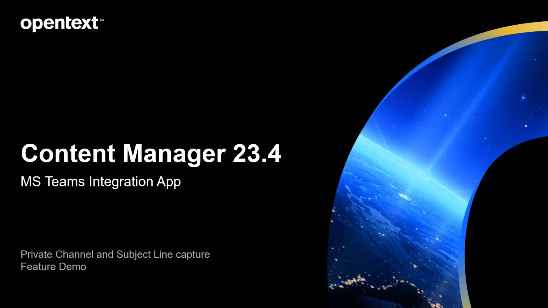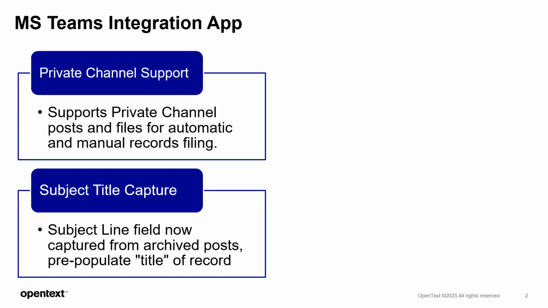With this new release of Content Manager 23.4, we have new features and enhancements for the Microsoft Teams integration app. In this short video, we will take a look at a set of features aimed at adding more value to your Microsoft Teams integration app. First, we will take a look at the support for private channels for automatic and manual record creation. And the second topic is the app now being able to capture the subject line from channel posts.